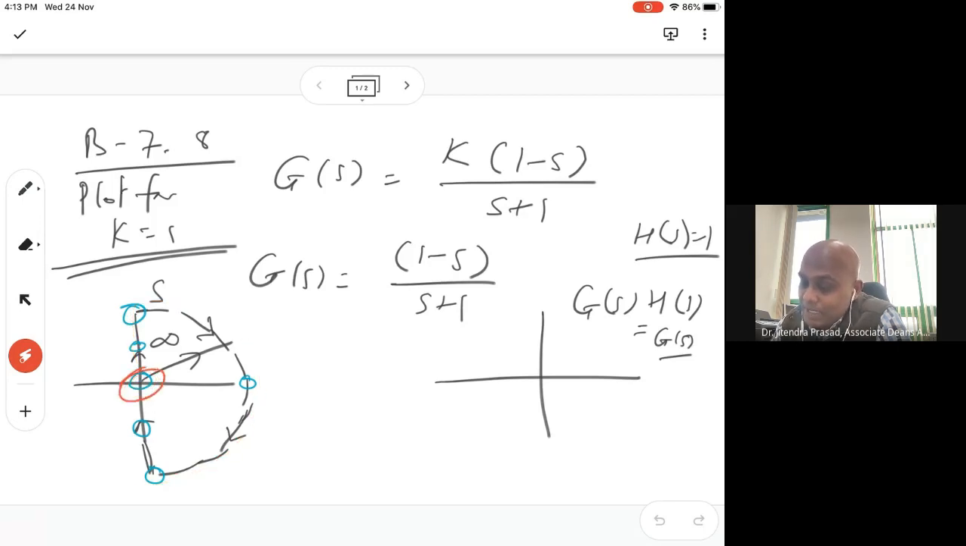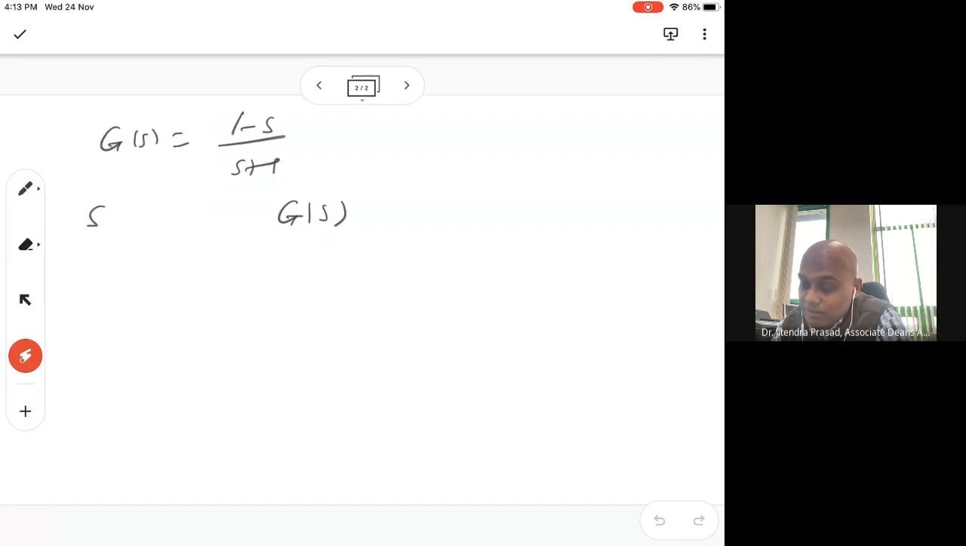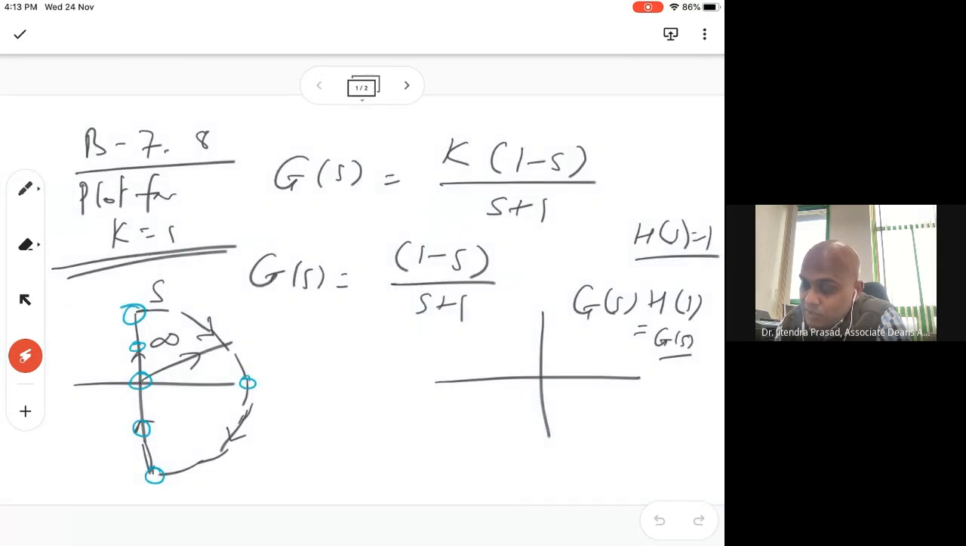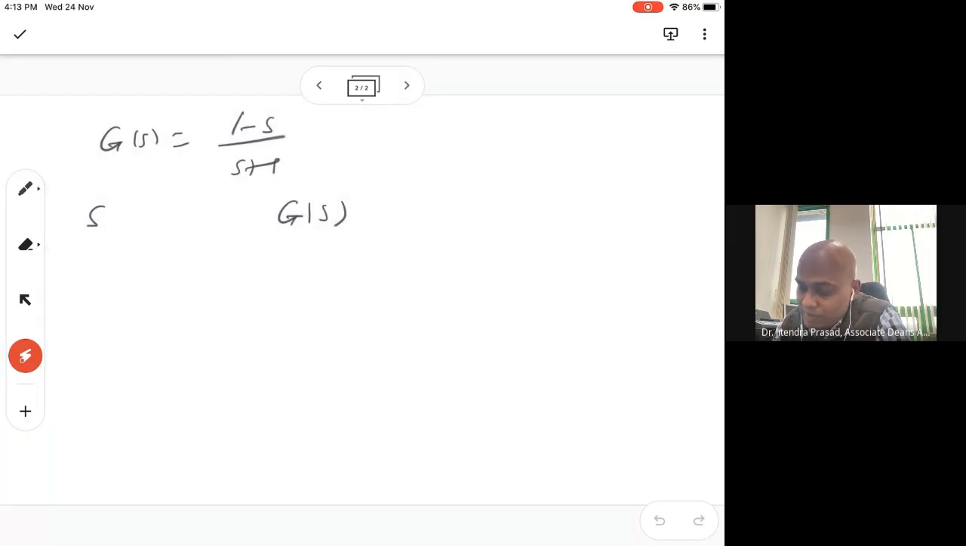So we have s equal to 0, then s equal to some value 1, for example, or we can straight away go from s equal to 0 to s equal to infinity, or in between you can take some value also. So let's say s equal to 0. If you put s equal to 0, then what do you get? G(s) equal to simply 1, right?